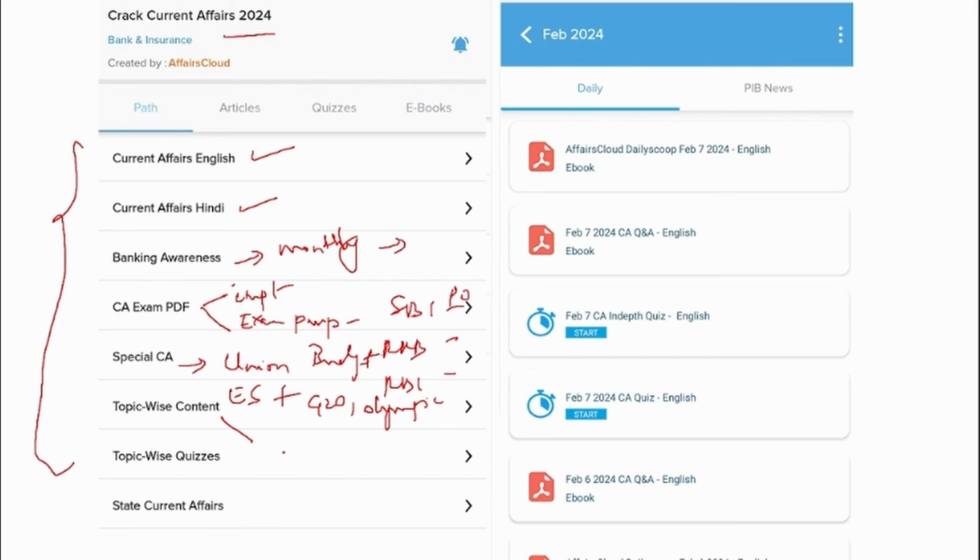And next most important is topic wise. So the entire news of that particular month will be segregated into different topics. And in order to recollect whatever you've read, we also provide you with topic wise quizzes. Apart from that, we also provide state current affairs.